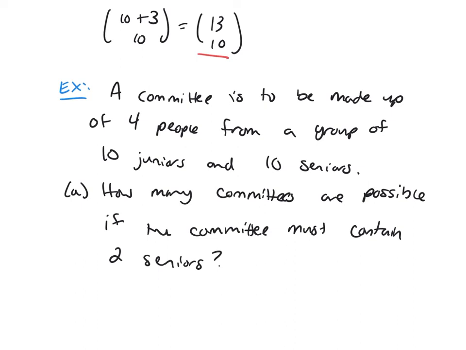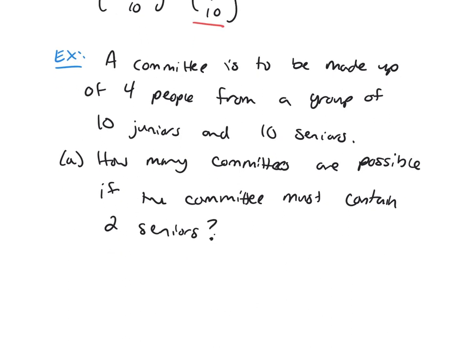Well, if 2 seniors are required to be on the committee, that means the other 2 people would have to be juniors. And so it's going to be 10 choose 2 times 10 choose 2. So this is the number of ways to select the juniors, the number of ways to select the seniors, and use the multiplication rule where you multiply these together. Okay.